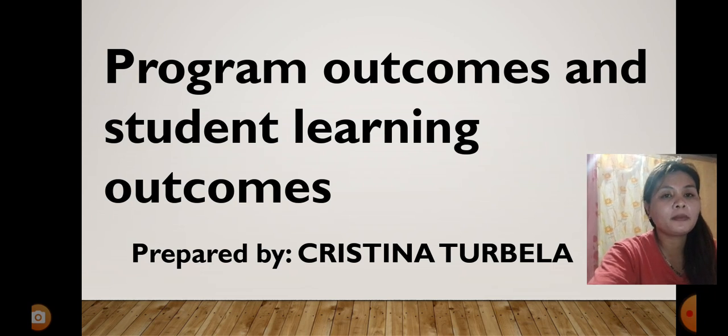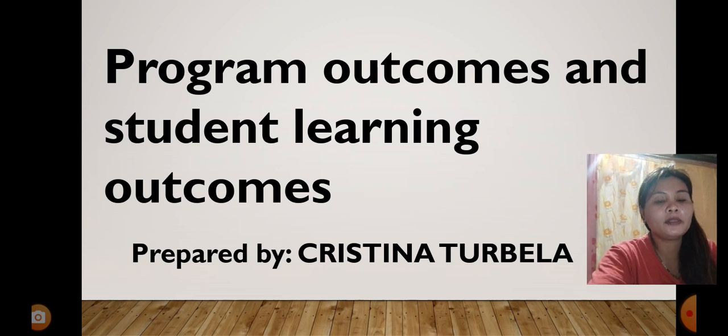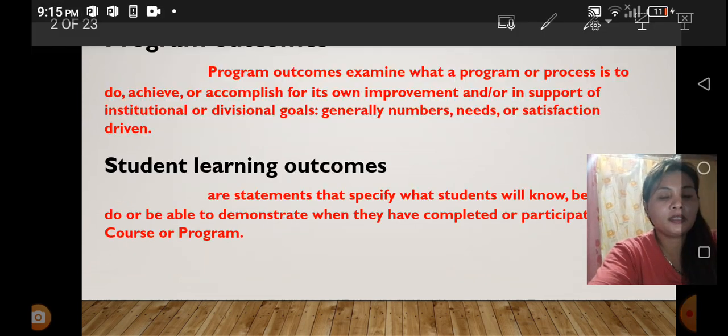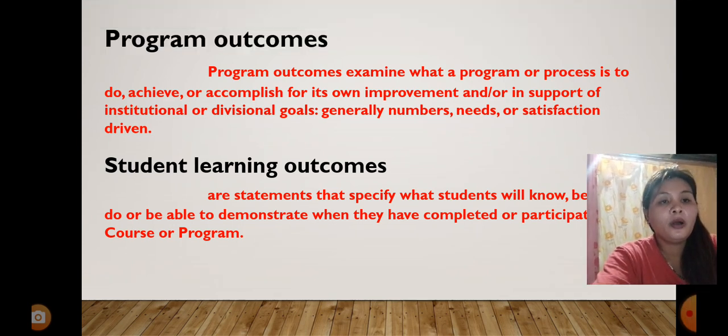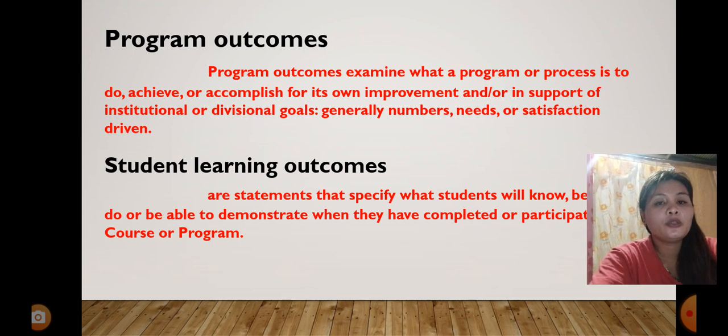So this time I am going to report or discuss the topic program outcomes and student learning outcomes. When we say program outcomes, we examine what a program or process is to do, achieve, or accomplish for its own improvement or in support of institutional or divisional goals, generally numbers, needs, or satisfaction driven.